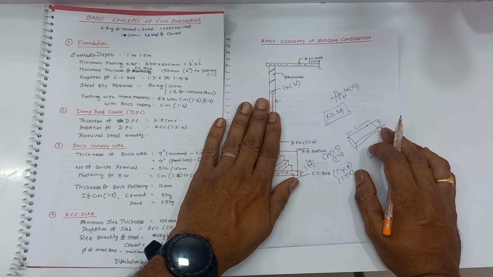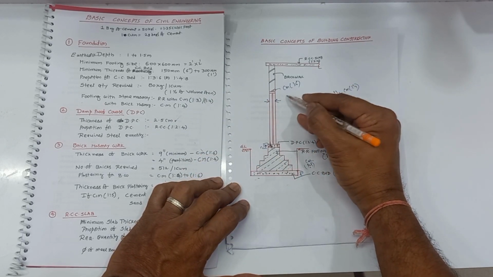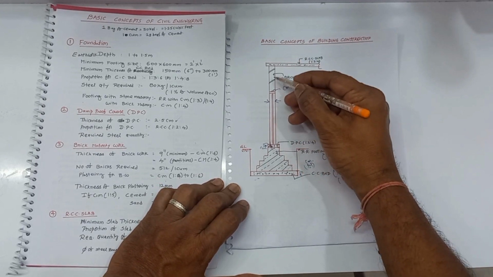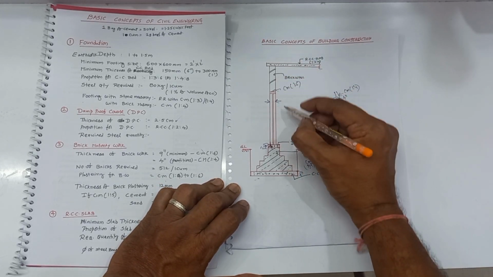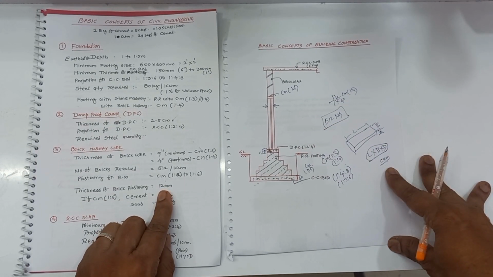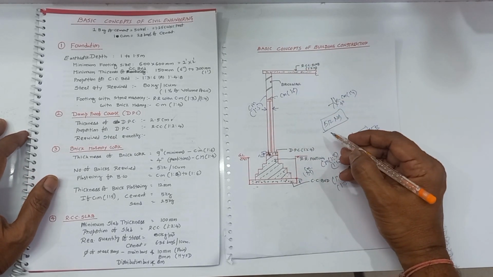What about the plastering? Plastering of 1:4 to 1:5 or 1:6 is used. What about the thickness of plastering? The thickness of plastering for the brickwork is 12 mm. Next, coming to the RCC slab.